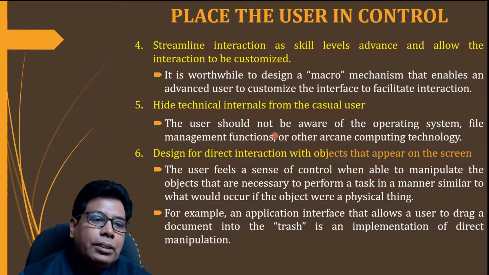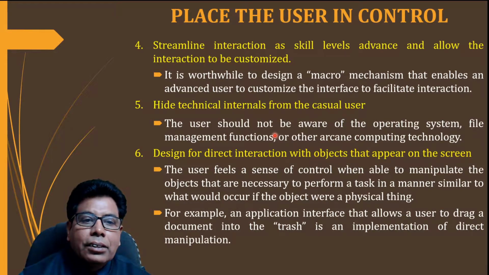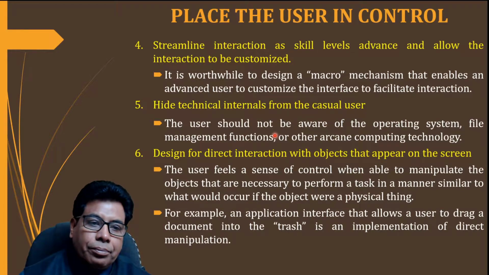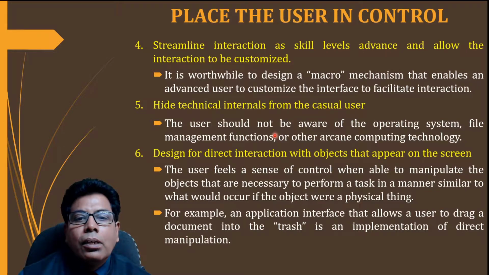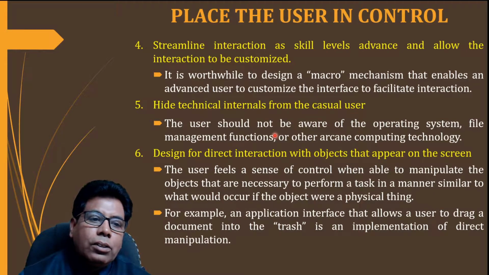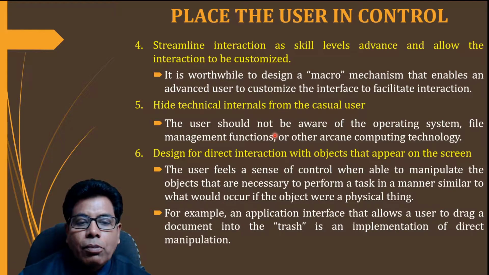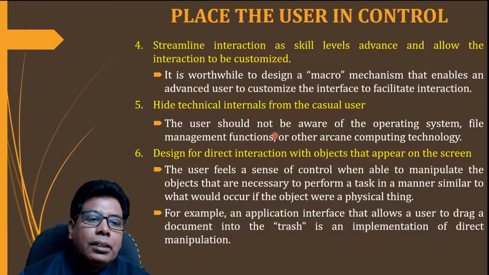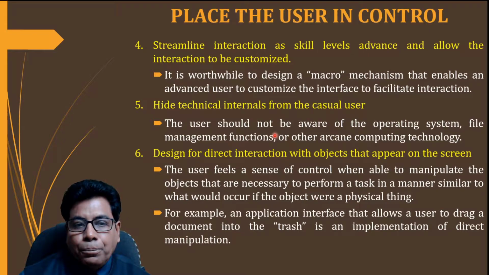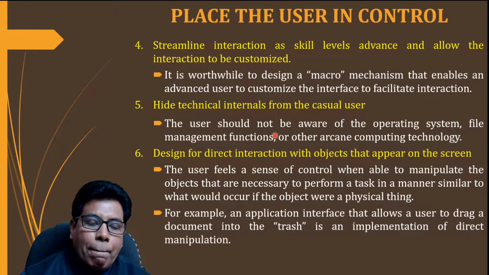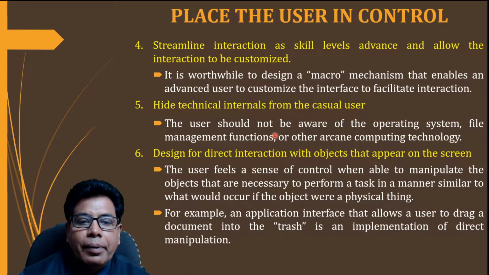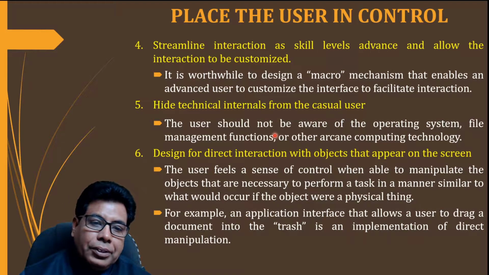Then the next principle is design for direct interaction with objects that appear on the screen. The user feels a sense of control when able to manipulate the objects that are necessary to perform a task in a manner similar to what would occur if the objects were physical things. For example, an application interface that allows a user to drag a document into a trash is an implementation of direct manipulation.